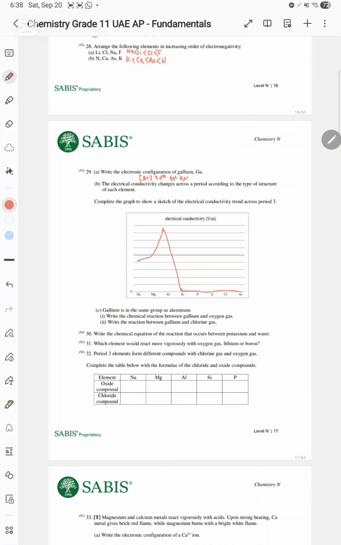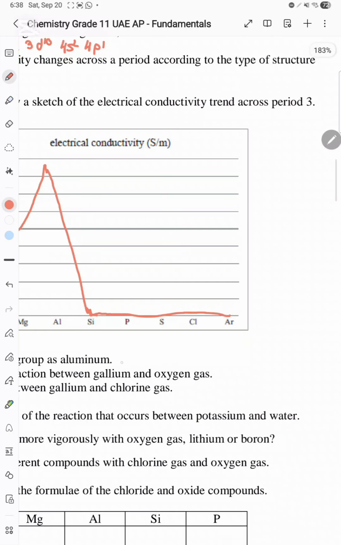Gallium is in the same group as aluminium. Okay. Write the chemical reaction between gallium and oxygen gas. So aluminium is Al3+, so it's going to be Ga plus O2, later I balance, gives you Ga2O3, Ga2O3, and now we balance. So since you have here 2 Ga and now you have 3 O, here we have to multiply by 2.